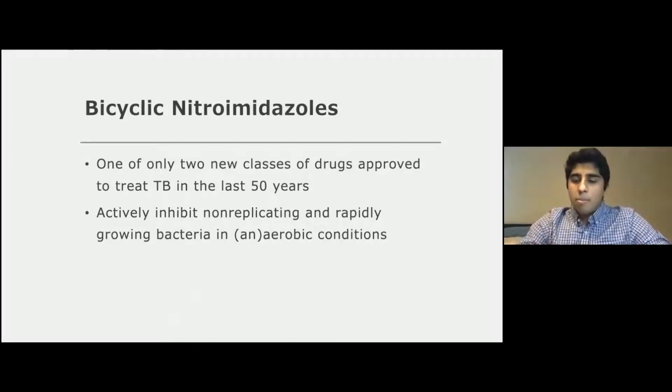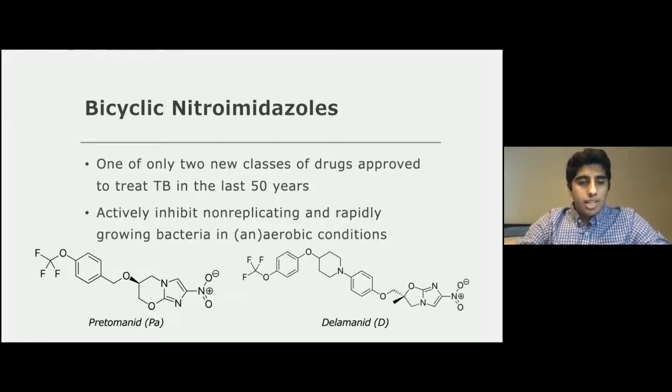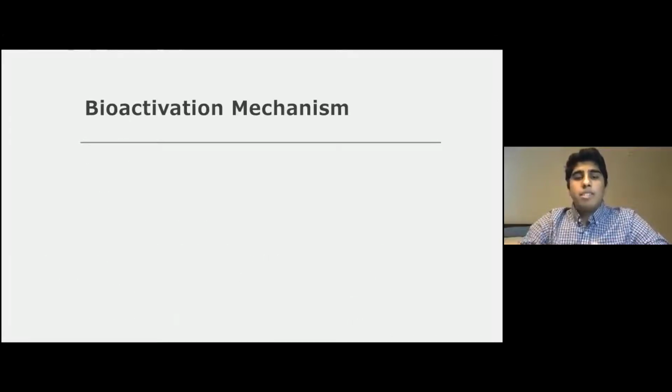My lab primarily works with 2 of these new bicyclic nitroimidazoles. On the left, you can see the chemical structure of pretomanid. This is the newer one that was approved around 2019 for use in patients. And we also work with delamanid, which is a slightly older drug with a little bit less clinical relevance, but it still is effective in combination with other therapies. And both of these drugs are initially present in the prodrug form. So they're not immediately activated as soon as you ingest them. There's a bioactivation mechanism involved in activating these drugs.